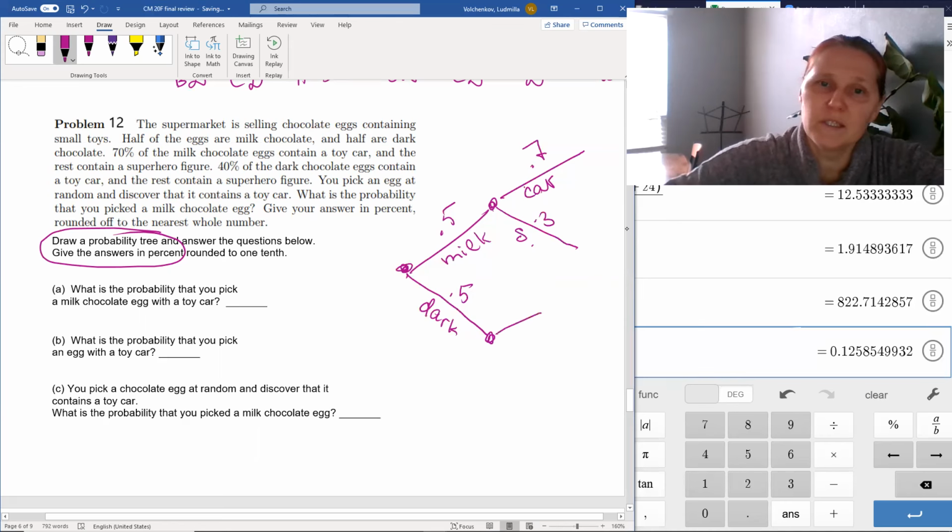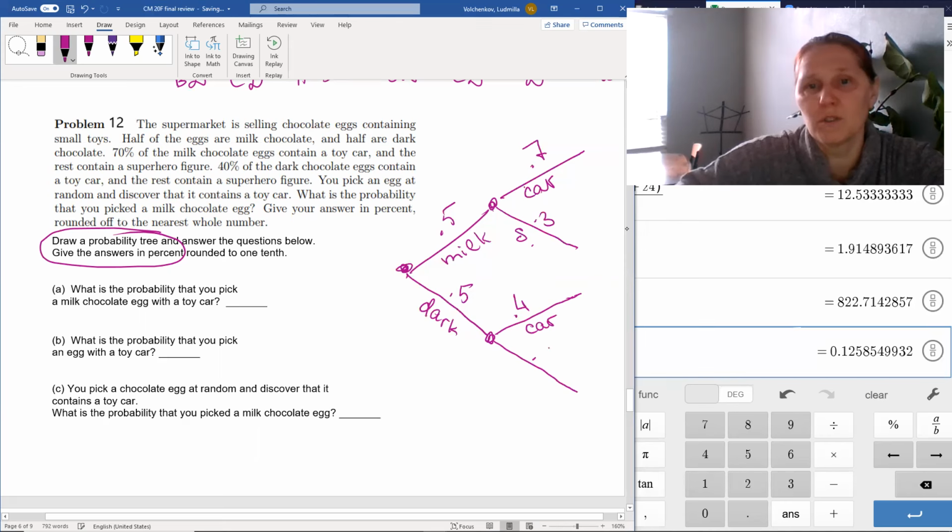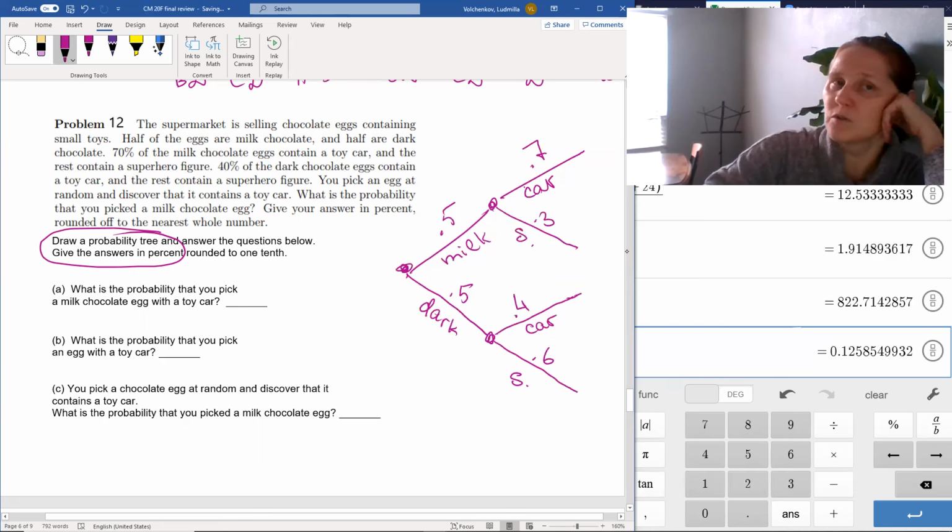And the similar two branches for dark chocolate eggs. So here we have 40% with toy car. So the rest is accordingly 0.6, 60% with a superhero. What is the probability that you pick a milk chocolate egg? You will have it a little different, it was the old spring problem.